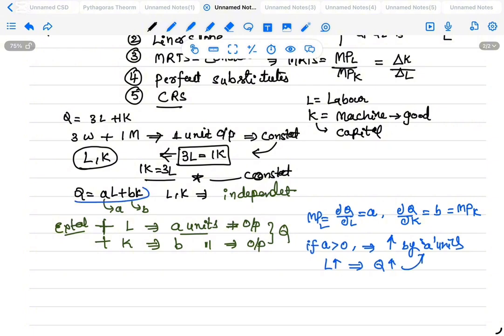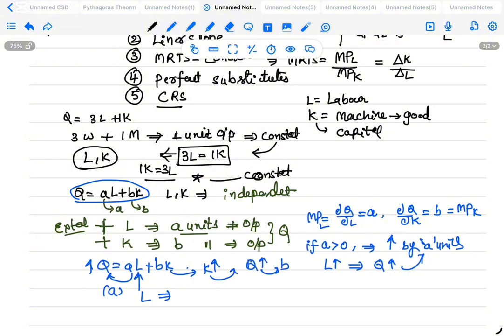So here in this equation, Q equals AL plus BK. If we increase the labor, the output also increases. How much? A times. If we increase the capital K, this will increase the output Q by amount B. So these are increased independently. These are not dependent. These are independent.